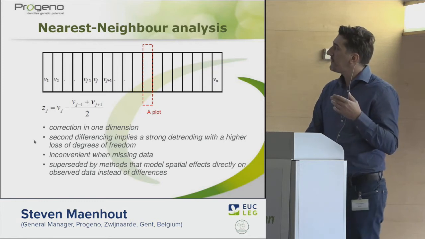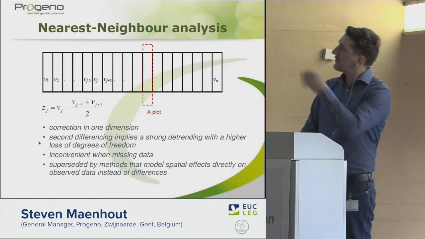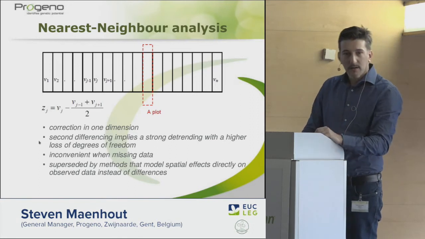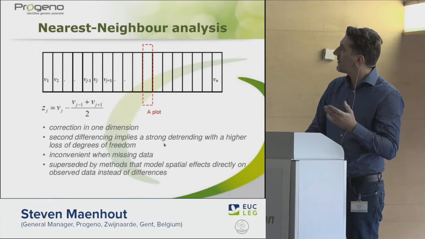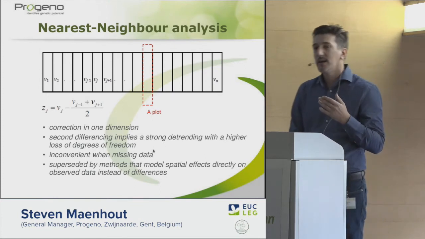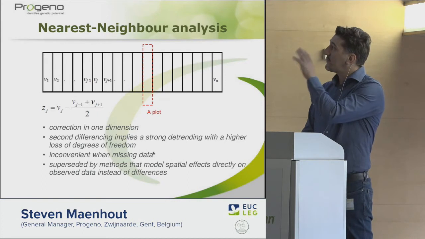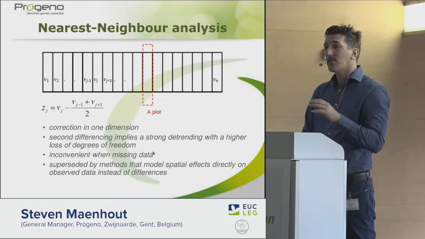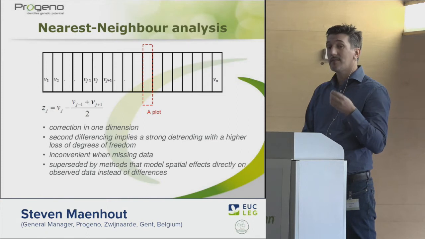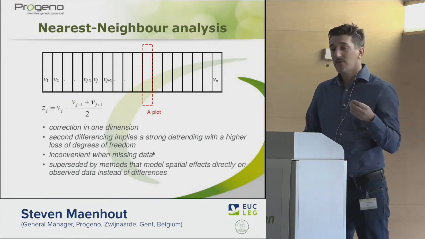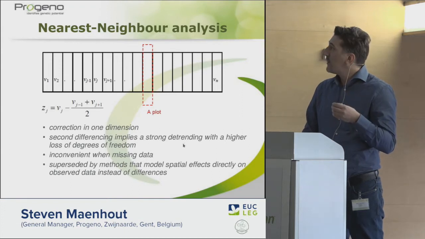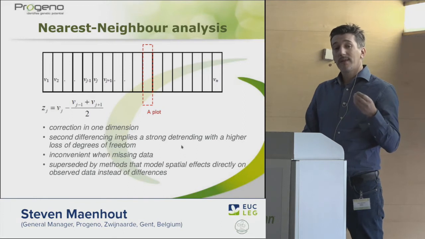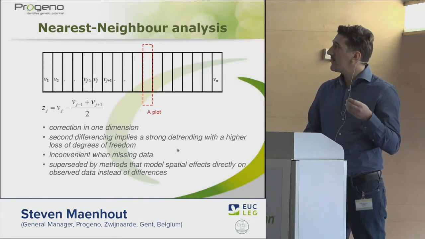Now, there has been studies, or at least one study, where I took this image from, showing that this kind of approach, it's not wrong, but it really implies a strong detrending with a higher loss of degrees of freedom. So basically, you're assuming always that the spatial trend is there, and you're correcting your data for a spatial trend that might not even be there. That is called detrending, and it's called a strong detrending. So you might be overcorrecting your data. That is the risk that you're doing here.